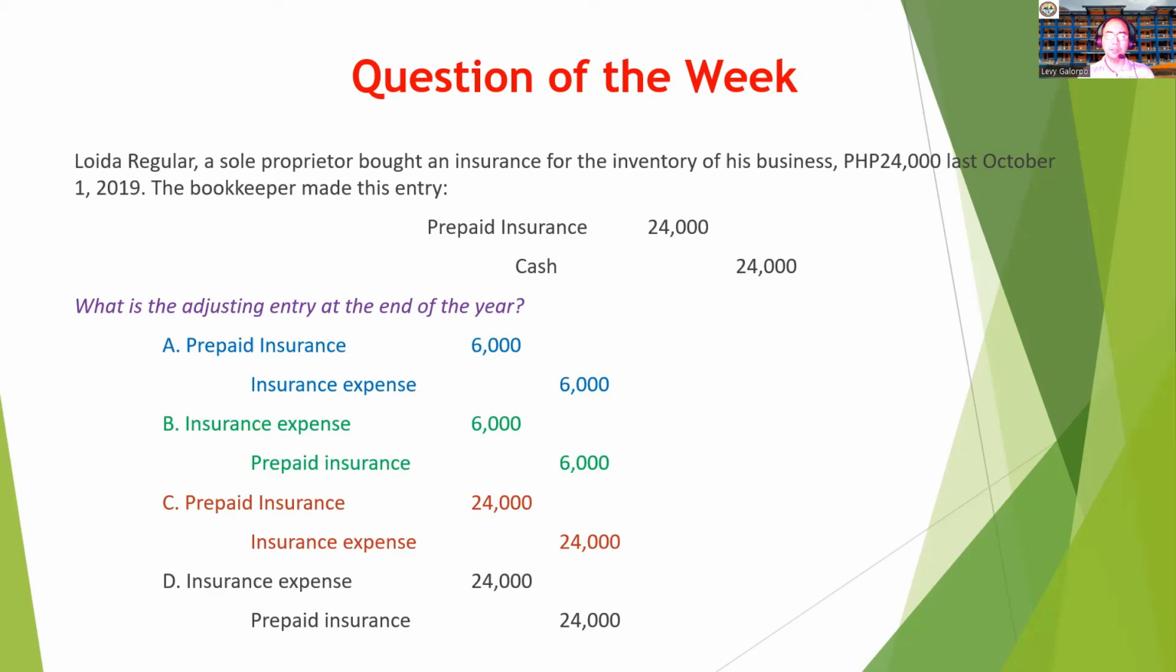Letter A, debit prepaid insurance of 6,000. Credit insurance expense of 6,000. Letter B, debit insurance expense 6,000, credit prepaid insurance 6,000. Letter C, prepaid insurance 24,000, debit insurance expense 24,000, credit. Letter D, debit insurance expense 24,000 and credit prepaid insurance 24,000.